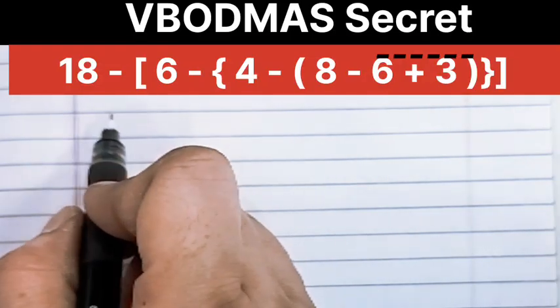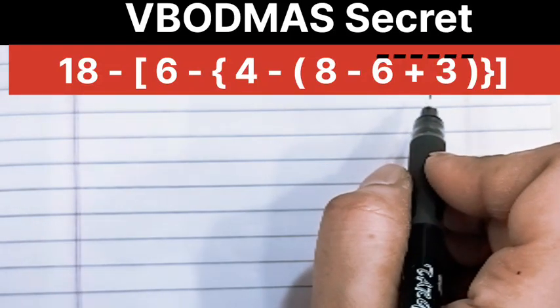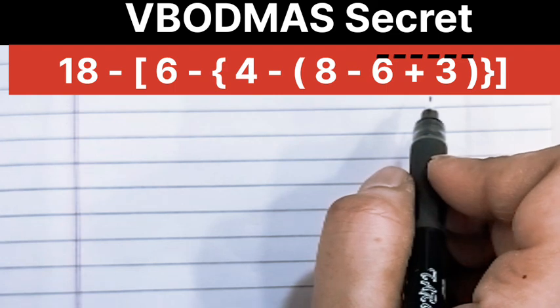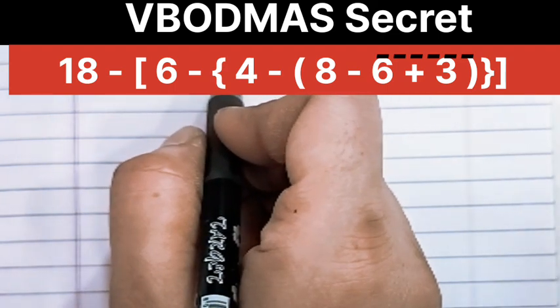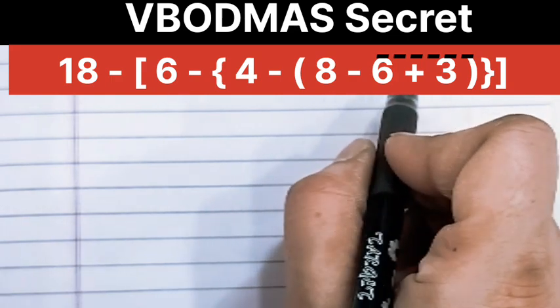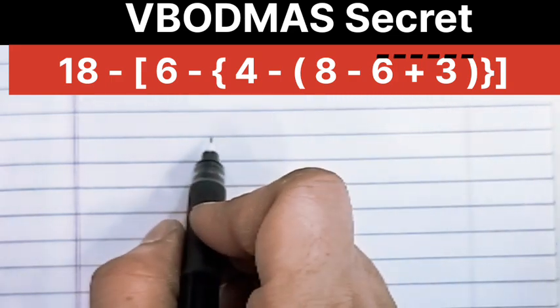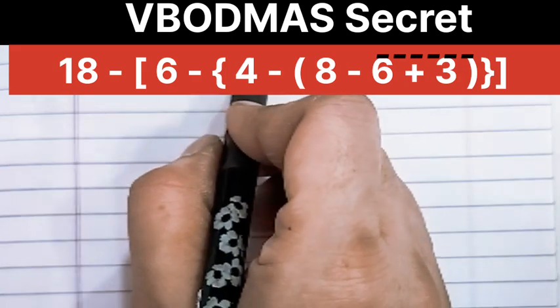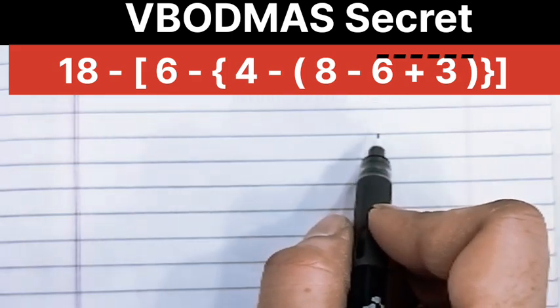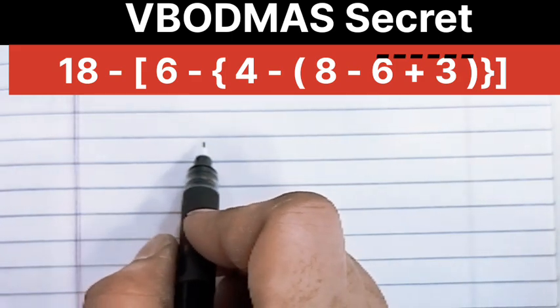So friends, to solve this expression, we must follow the VBODMAS rule, and this rule establishes the order of operations. V stands for vinculum, the bar over numbers. As you can see, the bar over numbers, and B stands for parentheses: small brackets, curly brackets, square brackets. O stands for of, orders, parts, division, multiplication, addition and subtraction.